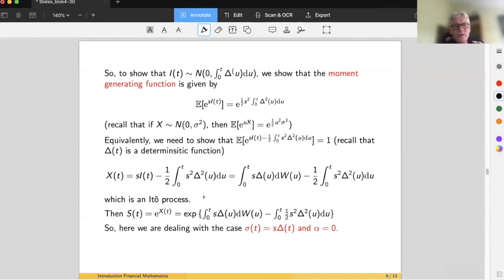If we look at this process, we see that we are in fact dealing with an Ito process where this is like a sigma u, and then here we have sigma squared u, right? So this is a process that we have seen before. The process that we have just been dealing with is e to the power the integral from 0 to t of sigma u dW u minus 1/2 the integral from 0 to t of sigma squared u du. So this is the geometric Brownian motion case, where sigma t is explicitly written as s times delta t, and alpha is equal to 0. That was exactly the expression, if we look back.